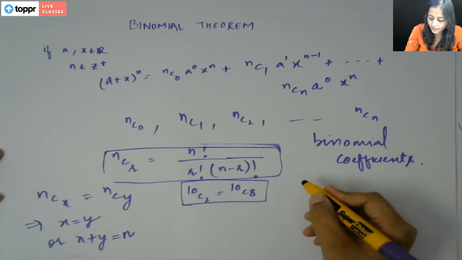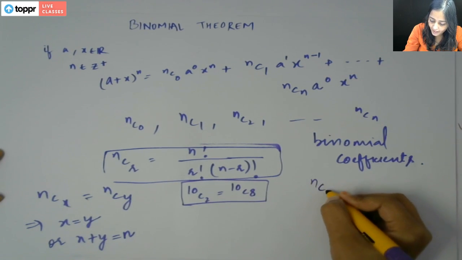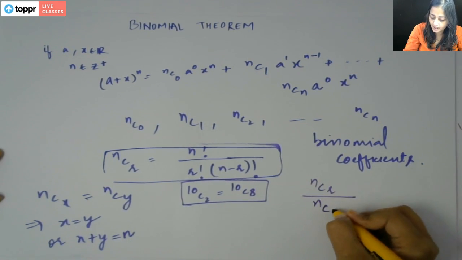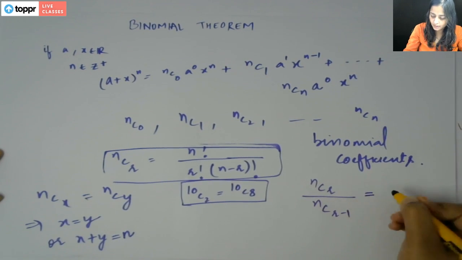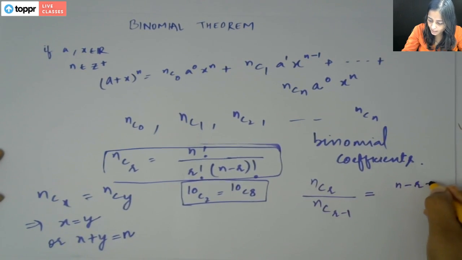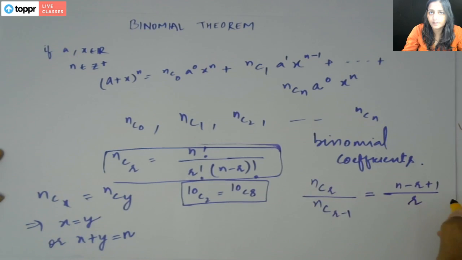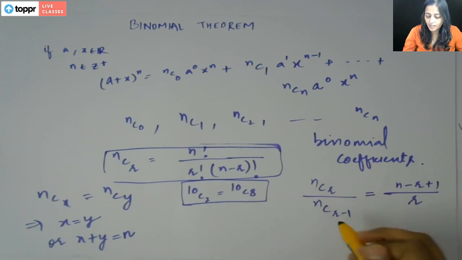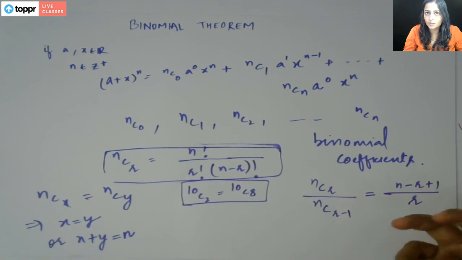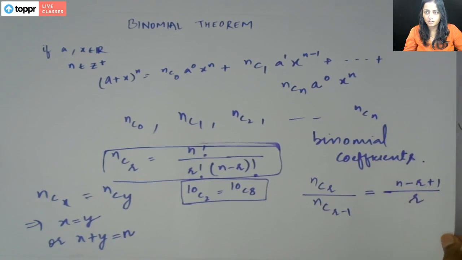And the other property is that if you divide nCr by nC(r-1), then the answer would be (n minus r plus 1) by r. You can remember all these properties. These will come in handy while solving the questions.